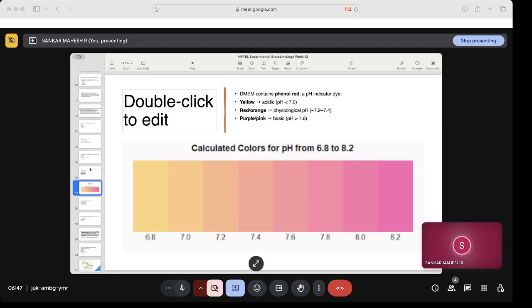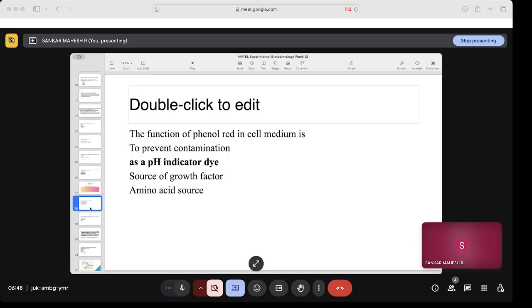So if it's acidic, it becomes yellow. If it's basic, it becomes purple to pink. And usually at physiological pH, it's red to orange. Like you mentioned, phenol red is the pH indicator here. In this question they ask what's the function of phenol red, and as we saw earlier, it's the pH indicator.